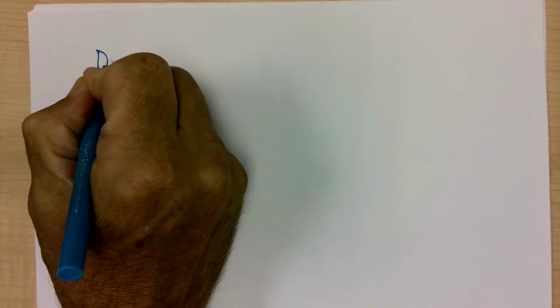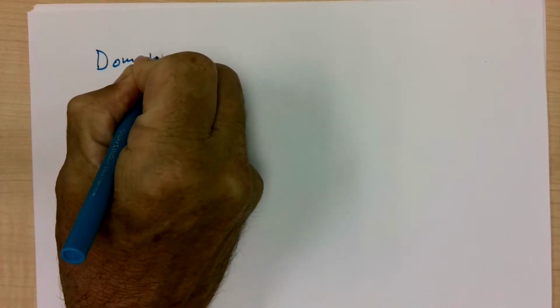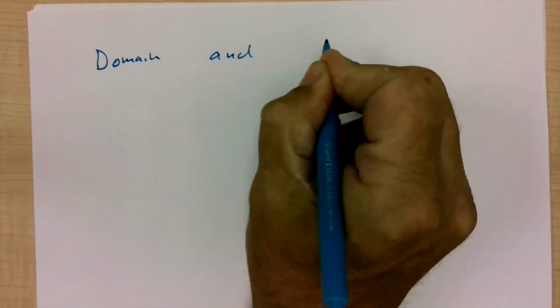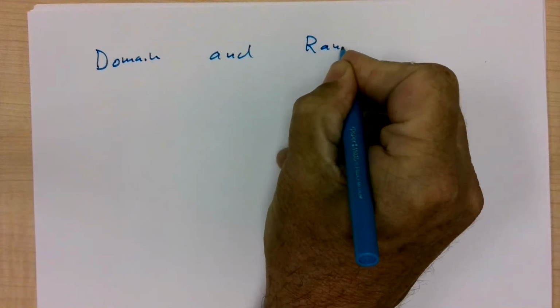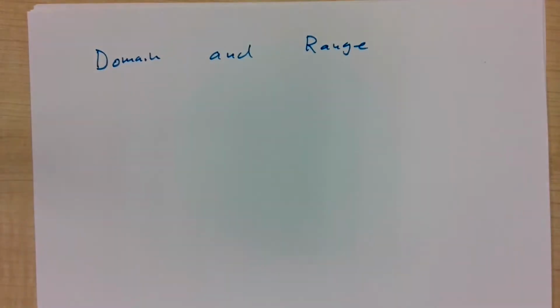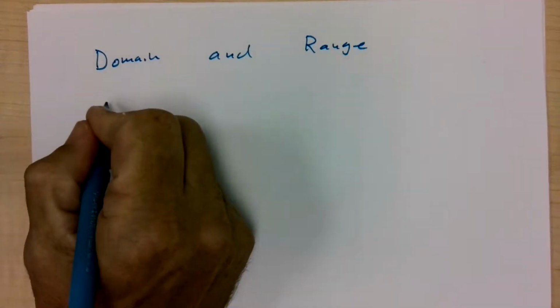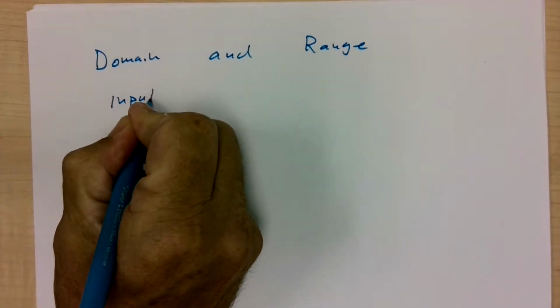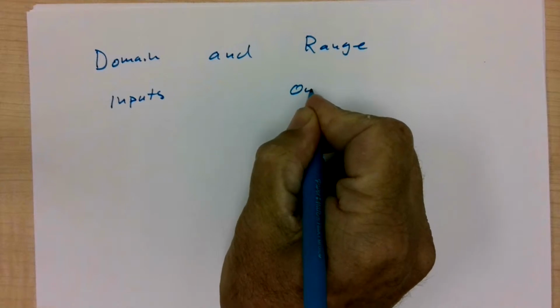So we're going to start with a discussion of domain and range. We can have a correspondence between two sets. The first set we consider the inputs. In the second set, we consider the outputs.